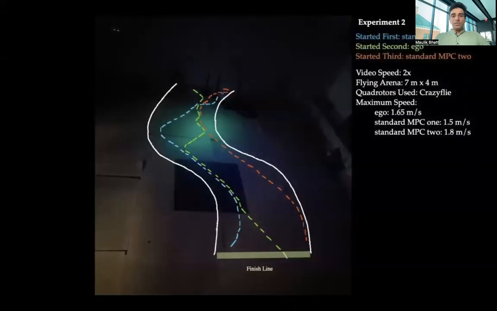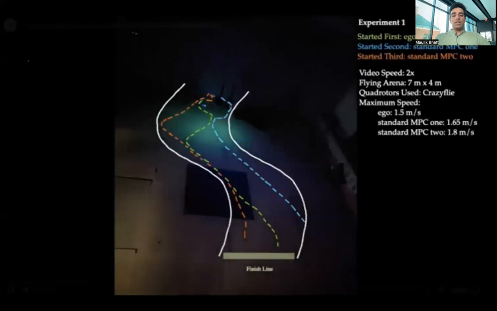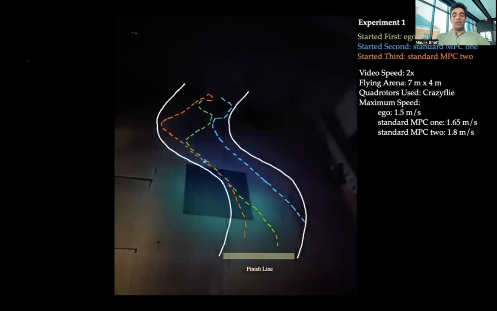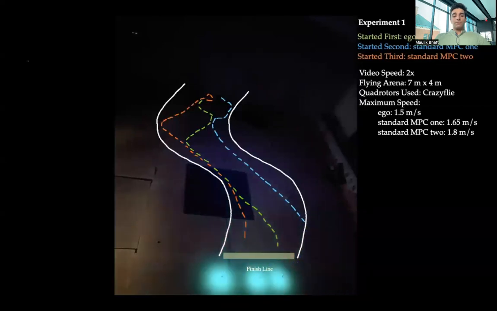Furthermore, we did some hardware experiments with three agents where we show that our algorithm is always superior to the opponents. As we can see in this figure, our agent started first, but it had a lower speed limit and it was still able to win against the opponent by generating blocking behaviors, as we can see in this experiment. We performed a few other experiments, as we'll see following.